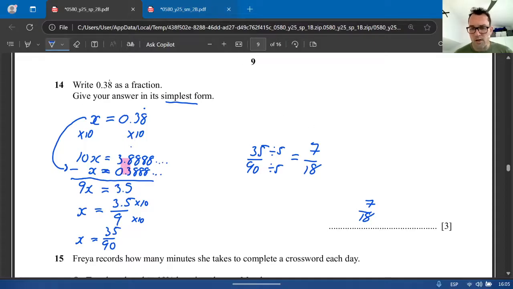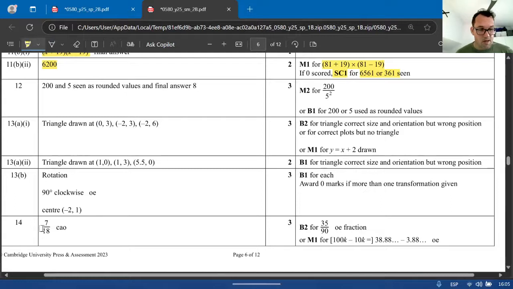Okay, you're not sure how to do 90 divided by 5? Do the little bus stop. 5 goes into 9 once, remainder 4. 5 goes into 40, 8 times. 18 it is. Yes. Okay. 7 over 18. Correct answer, only for full marks.